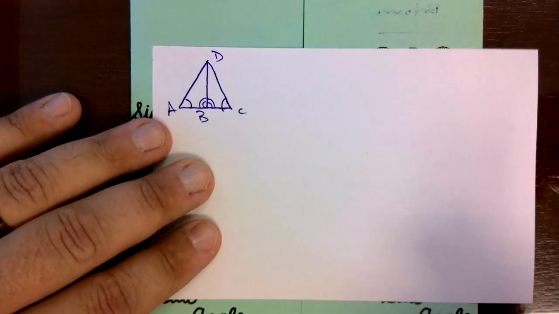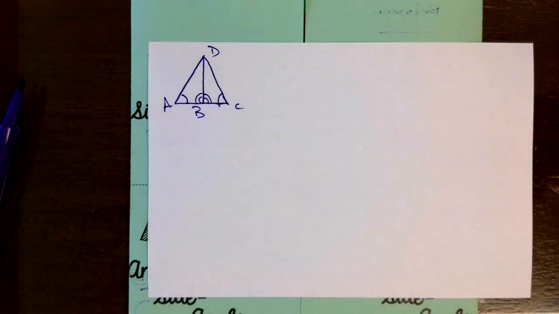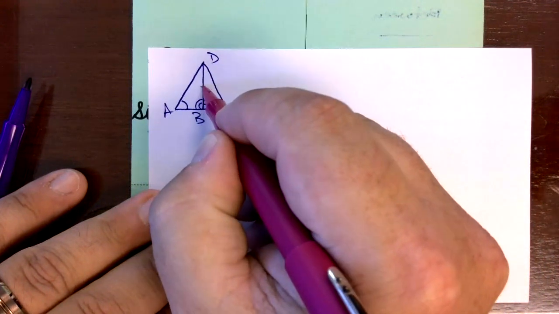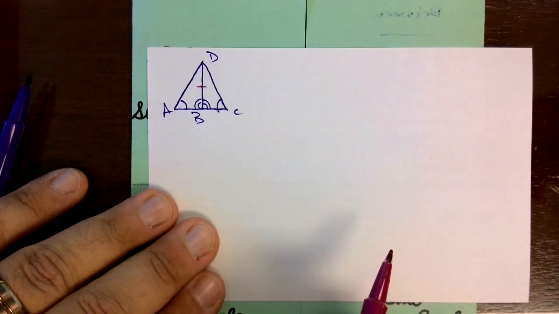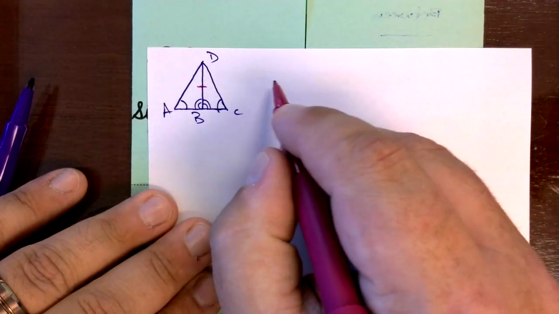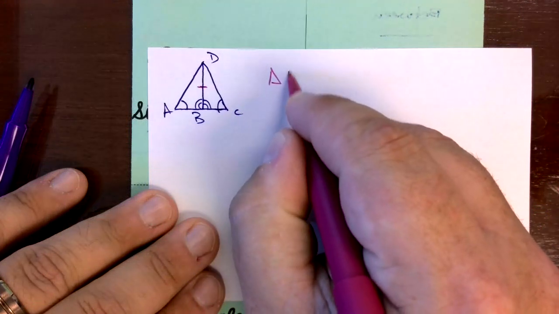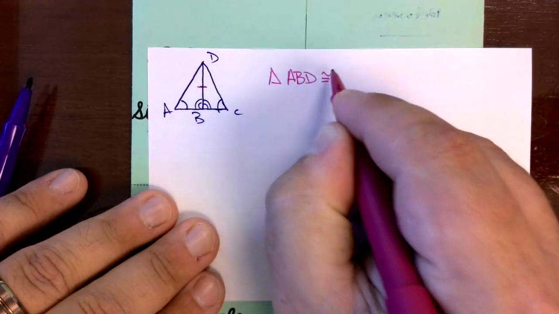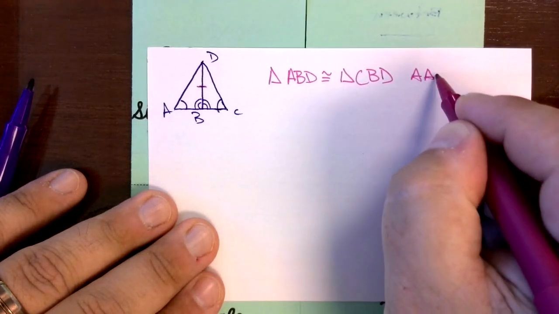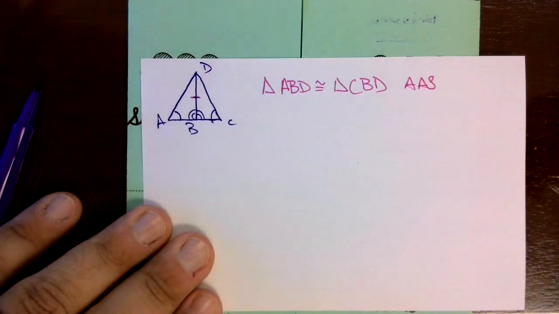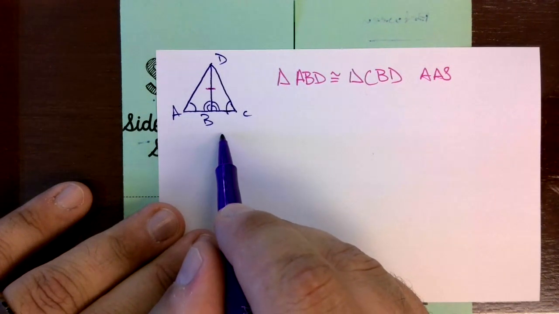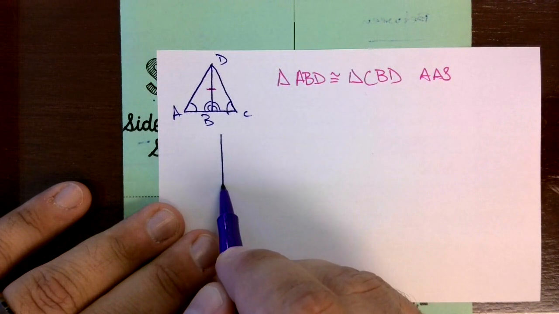Now you might see something like this. Remember what I talked about in the previous lesson, where I said if they share a side, we can mark that immediately. So I can mark that side right there. And then I can see, oh, I've got an angle, I've got an angle, I've got a side. So I can say triangle ABD is congruent to triangle CBD by angle, angle, side. Now, sometimes it could be the same kind of picture here.